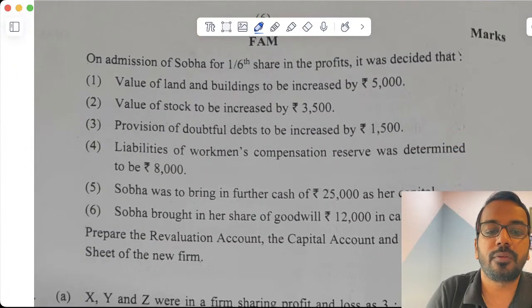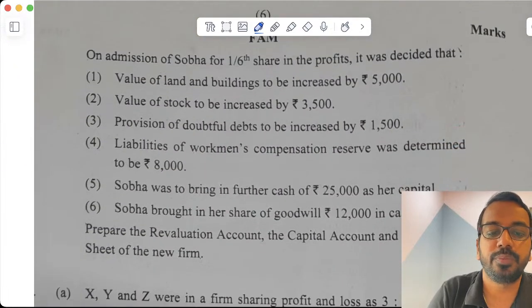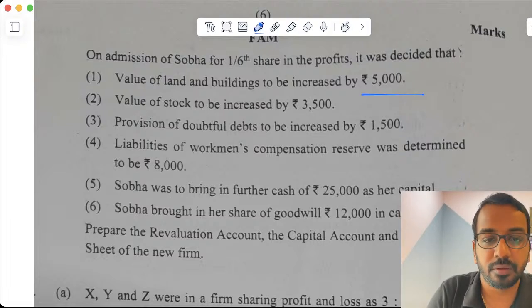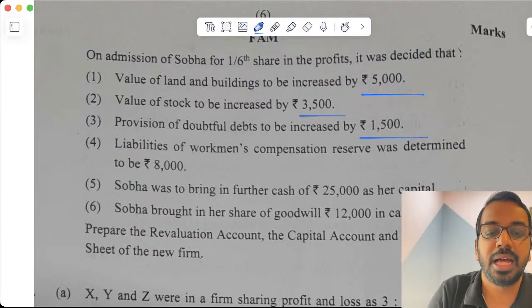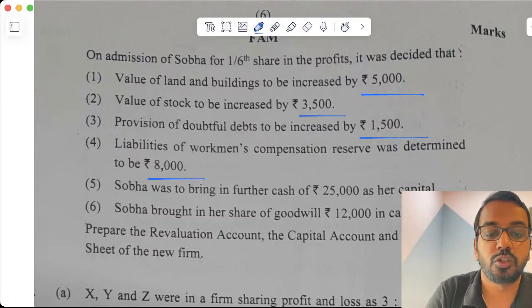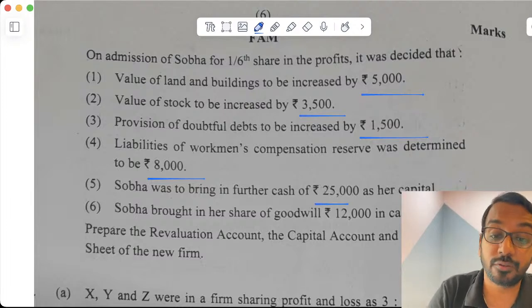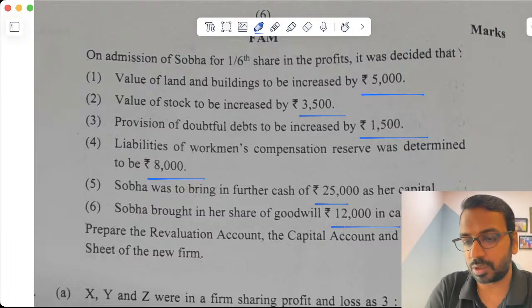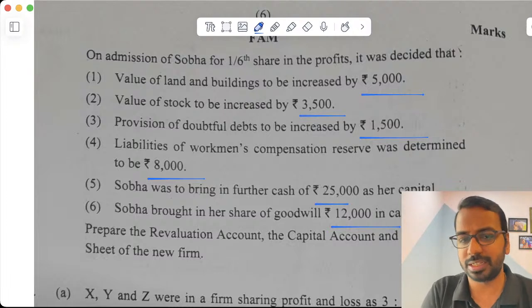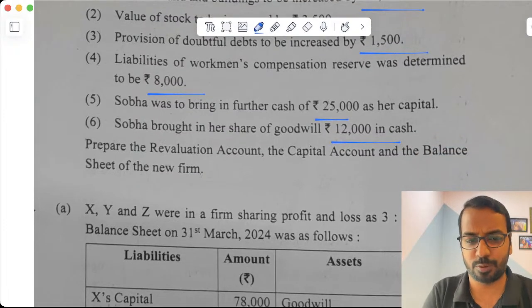On admission of Sobha for 1/6 share, it was decided to increase the value of land and buildings by 5,000. Value of stock to be increased by 3,500, PBT to be increased by 1,500, liability to workman reserve was determined to be 8,000, so the balance goes again to the partners. Sobha was to bring further cash of 20,000 as her capital. Sobha brought in her share of goodwill of 12,000 in cash. Now this 12,000, whatever she has brought in cash, you will distribute amongst the remaining partners. So all of these adjustments you will do in the revaluation account and prepare the partners' capital accounts. Again, a straight one.